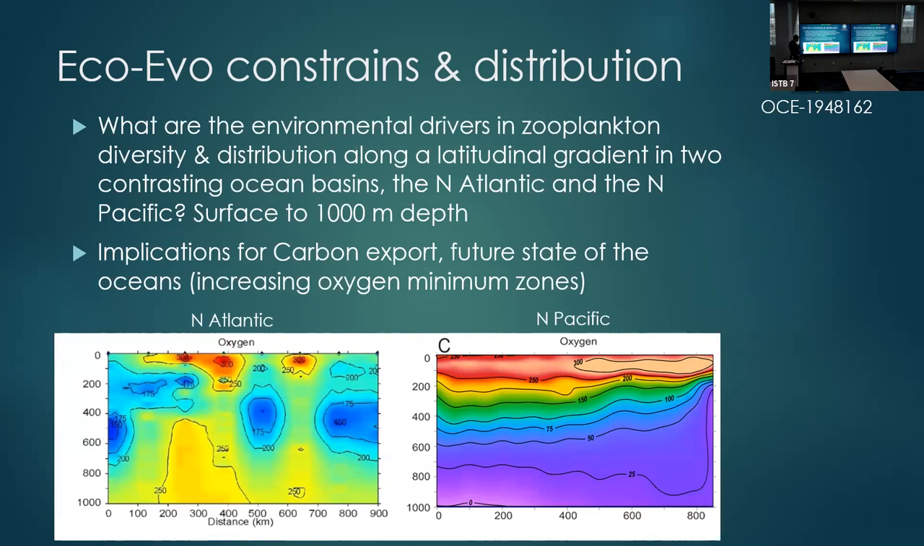Basically, here we have a gradient in the North Atlantic from south to north, and in the Pacific from equatorial to North Pacific. What we see in oxygen is that the North Atlantic is fully oxic. The oxygen levels are about 200 to 220, everywhere down to 1,000 meters. There is no problem.